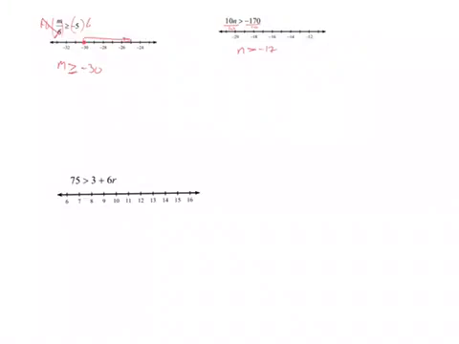So to graph this one here, negative 17 is right here. Open circle because there's no line underneath that greater than sign. N's bigger than that, so it's going to be going to the right.